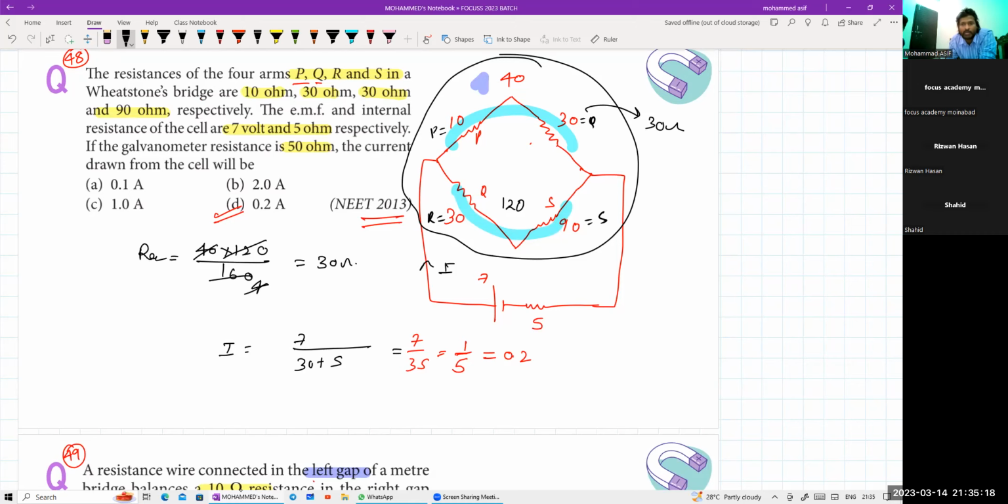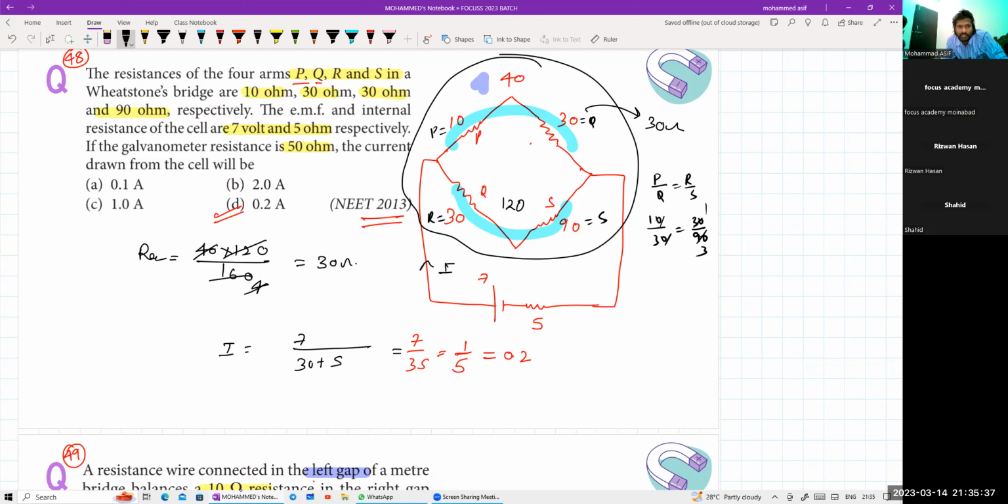क्या P by Q is equals to R by S हो रहा है, देख लीजिए पहले। P by Q is equals to R by S. चेक कर लीजिए, 10 divided by 30 is equals to 30 divided by 90, isn't it? So the galvanometer current is 0, the bridge gets balanced, isn't it?